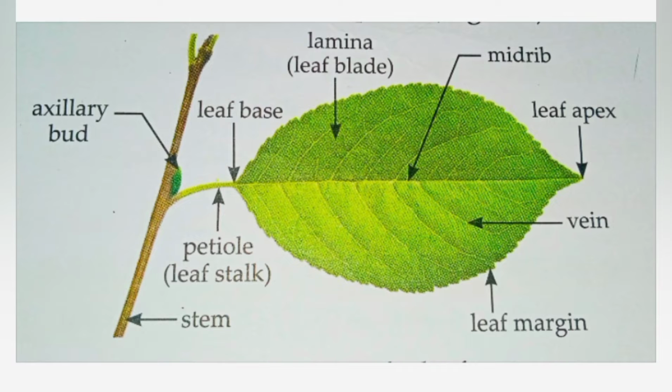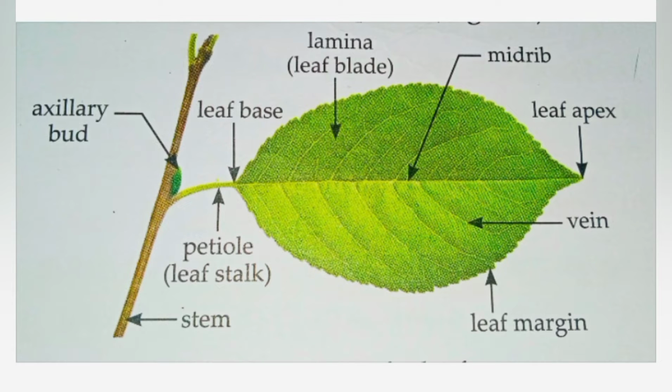Okay, so if I ask you to define leaf, what is a leaf, how would you define it? Yep, exactly. You would say that it is a flat, thin and green lateral structure attached to the node of a stem. It is called a leaf. Once again, the flat, thin and green lateral structure which is attached to the node of the stem is called a leaf. Alright.